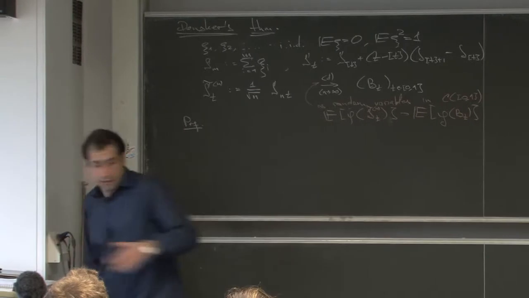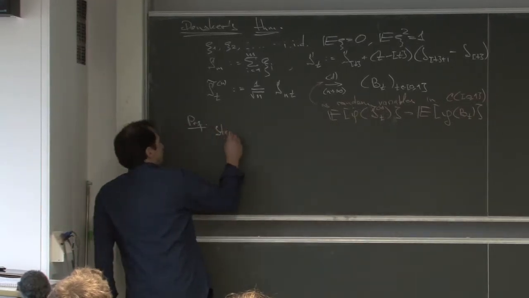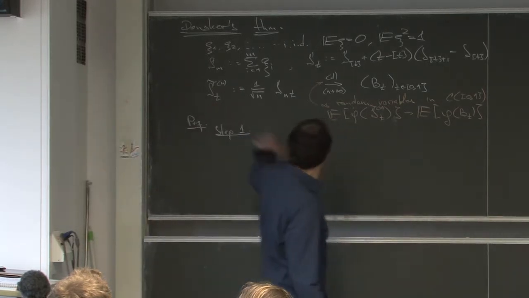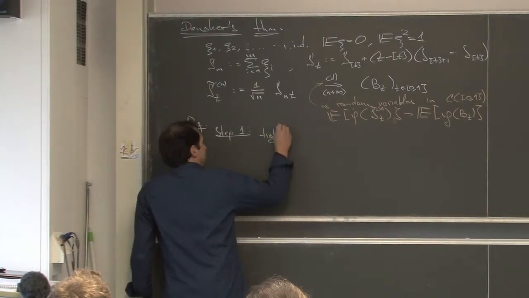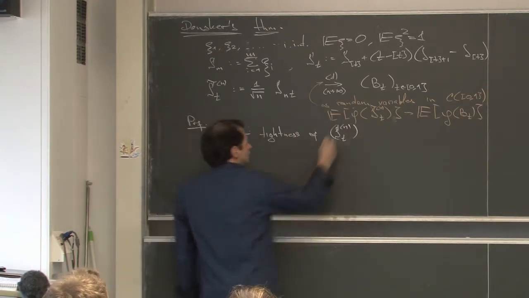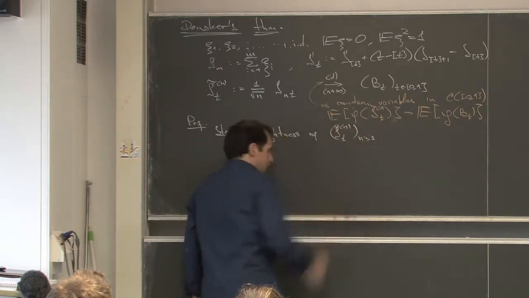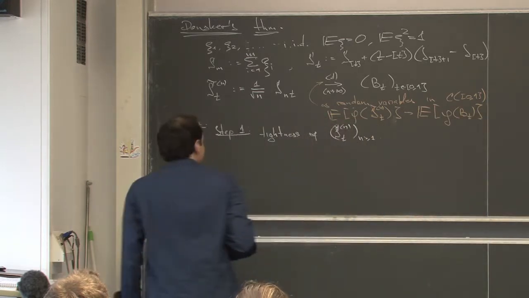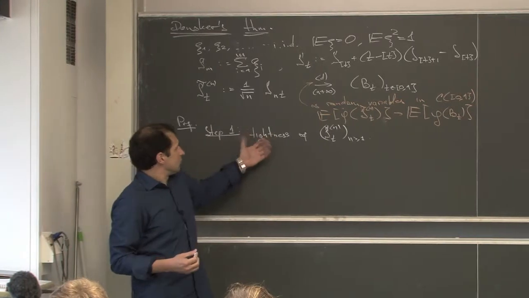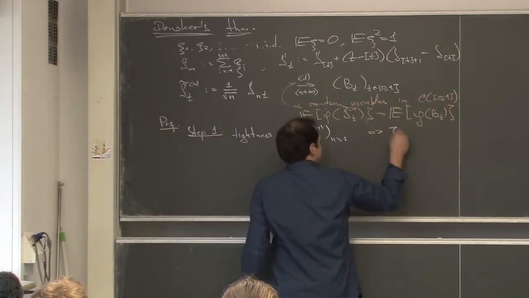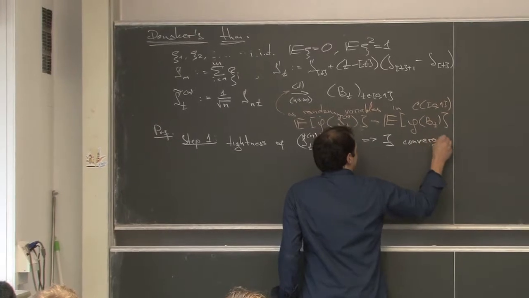Okay, so how does the proof go? It's a quite standard two-step procedure. Step 1: we are going to prove tightness of these distributions, the S tilde. Those can be thought of as measures on C[0,1], the space of all continuous functions. This is something that guarantees that we can find convergent subsequences.